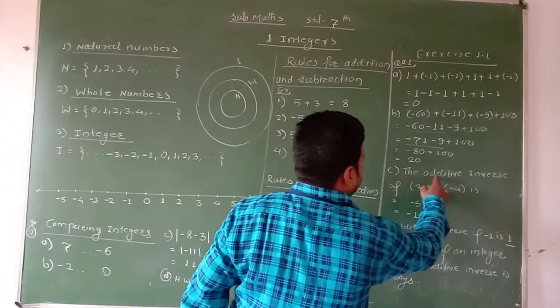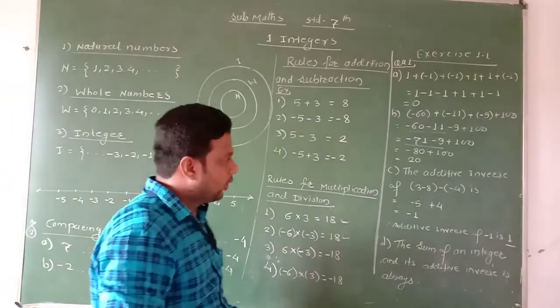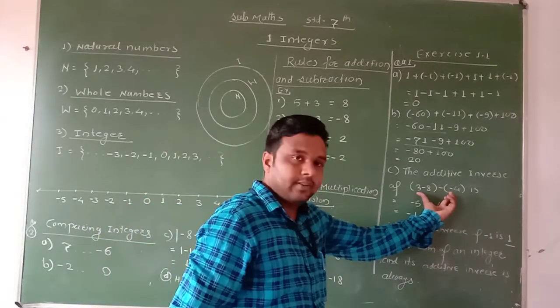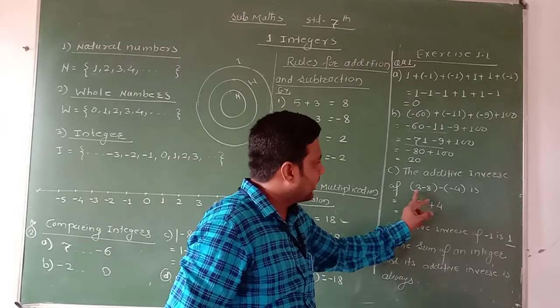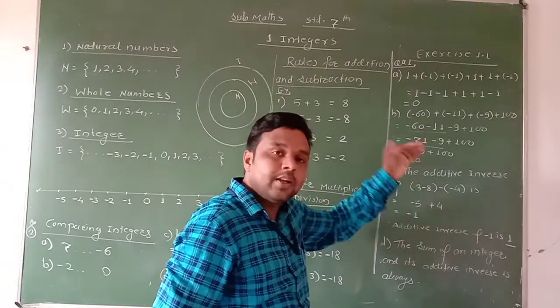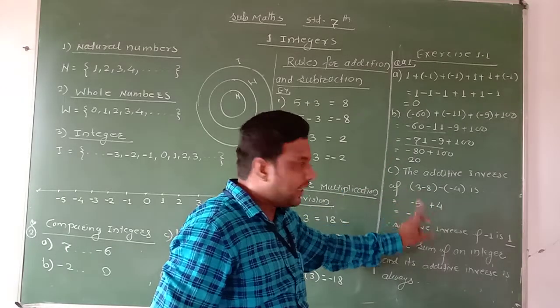See, the additive inverse of this quantity is what? That we have to find out. So first we solve this equation. Now 3 minus 8. This bracket here we get minus 5. 3 minus 8. One positive, one negative. We have to do the subtraction and sign of greater number. This means here we get minus 5.